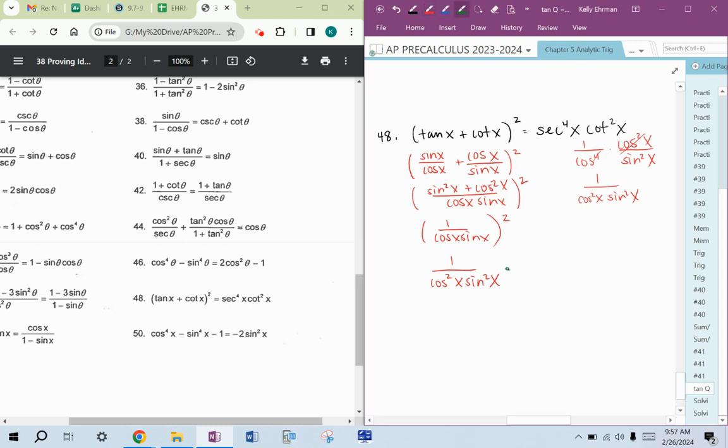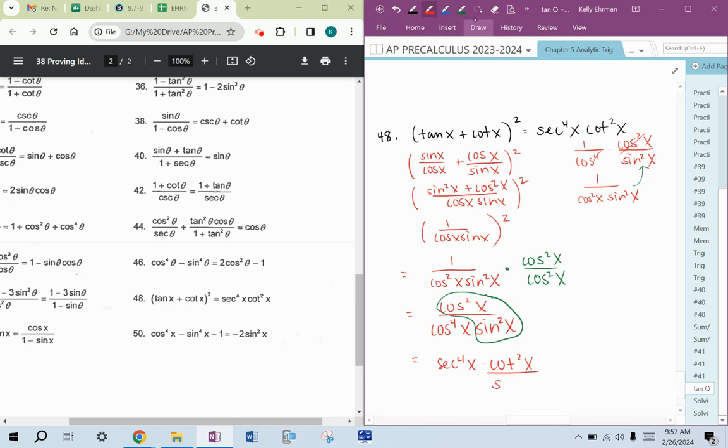I want to multiply by cosine squared x over cosine squared x because I want to get cosine to the fourth in the denominator, and I'm just working backwards from here. So then that would show that I have cosine squared x on the top and cosine to the fourth x on the bottom. Sine squared x is still down there. Cosine squared over sine squared is your cotangent squared, and 1 over cosine to the fourth is your secant to the fourth. So that one was a little trickier.